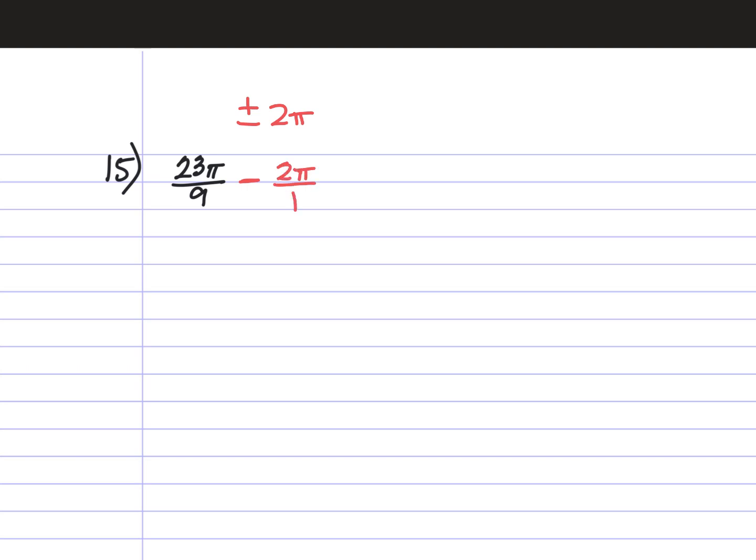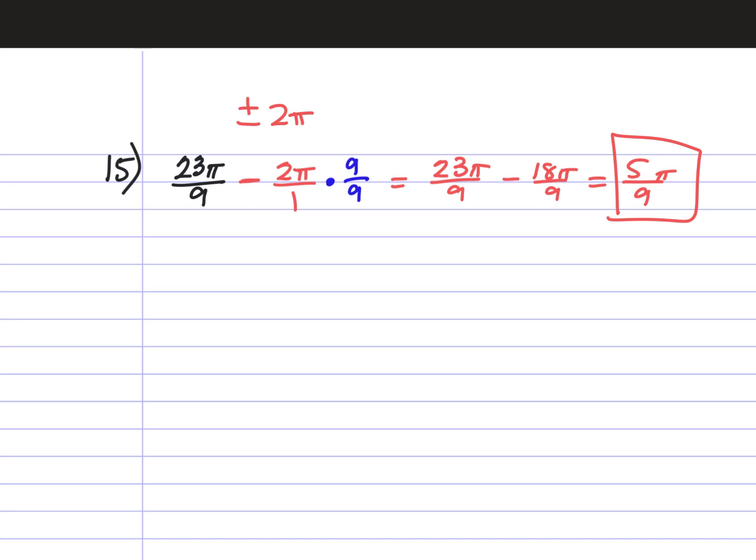I can make anything look like a fraction, put it over 1. We need common denominators, multiply the top and bottom. So now we have 23 pi over 9 minus 18 pi over 9. So here we subtract 23 minus 18, we get 5. Is that between 0 and 2 pi? Yes, it is. And there's your answer. So that's what you're doing mainly for most of that homework.